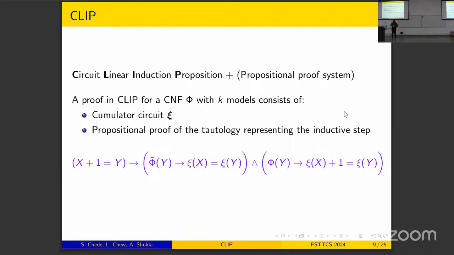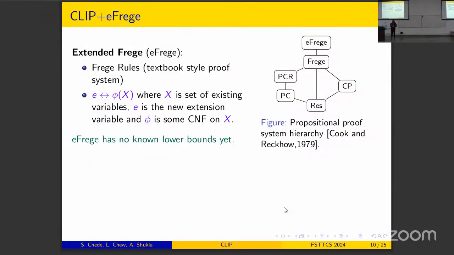Now we are coming to our system. So our system is CLIP, circuit linear induction proposition. And this is actually a modular system. So you can do CLIP plus some propositional system. So what will our proof in the system CLIP include? It will include a cumulator circuit and then a correctness proof in the chosen proof system of this LIP statement. Let us call this LIP. Then what system do we use for the propositional proof system?